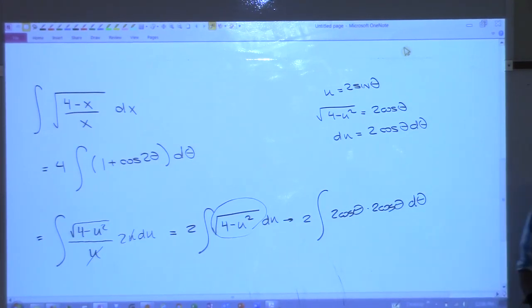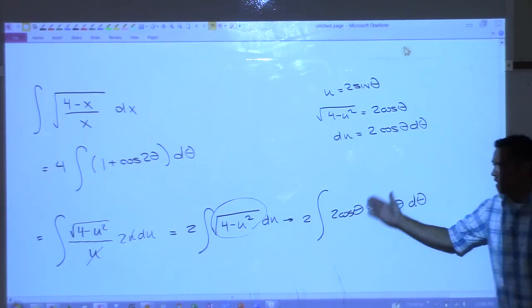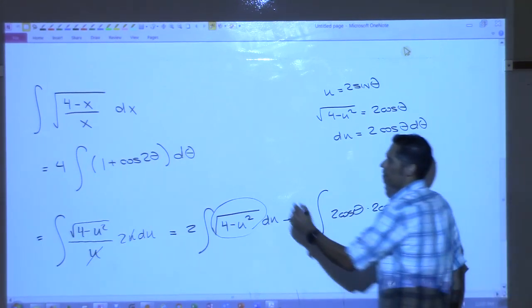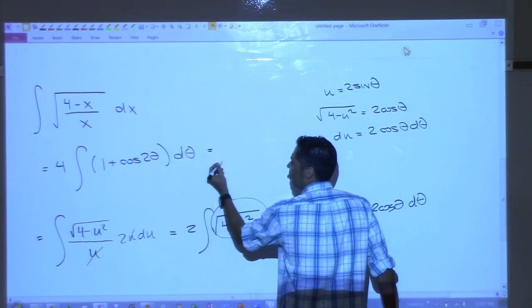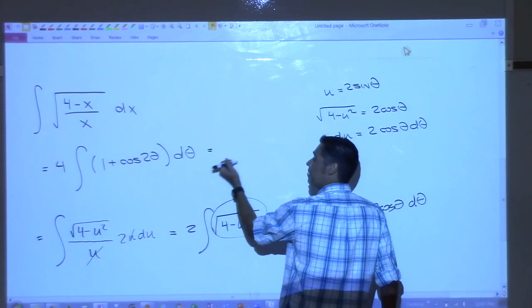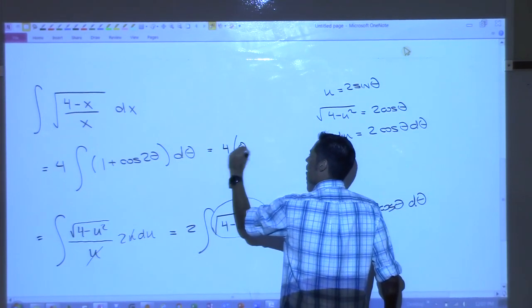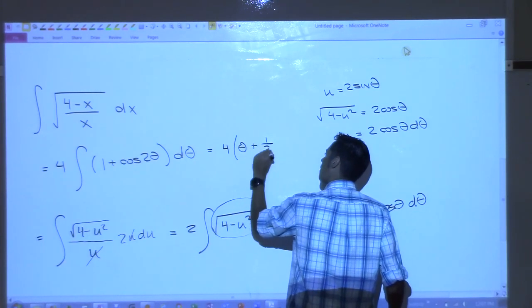I'm not showing the steps. I mean, we've done this now, right? We've done this. All right. Oh, we haven't. Yeah, we've had that. Okay, so we have 4 theta plus 1/2 sine 2 theta.